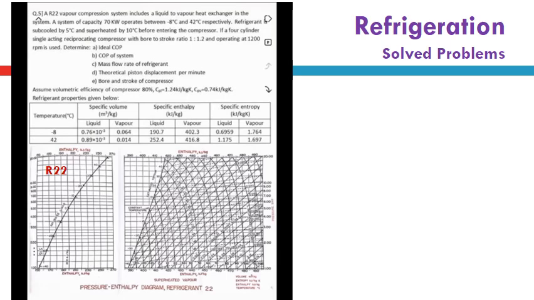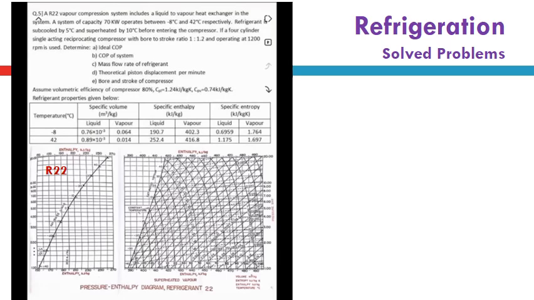If a four-cylinder single-acting reciprocating compressor with bore to stroke ratio 1:1.2 and operating at 1200 RPM is used, you are requested to determine: A. Ideal COP, which is named Carnot COP, B. COP of this system, C. Mass flow rate of the refrigerant, D. Theoretical piston displacement per minute, E. The bore and the stroke of this compressor.